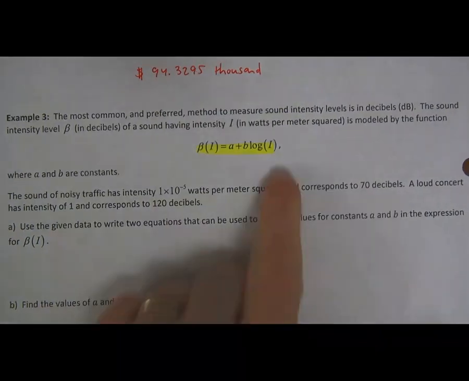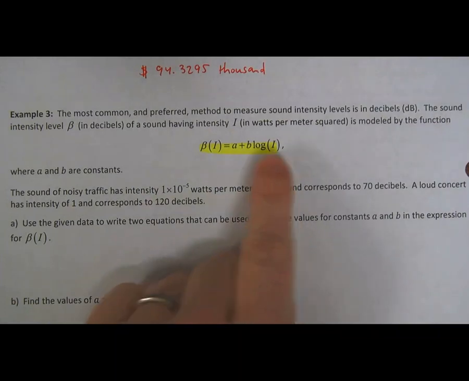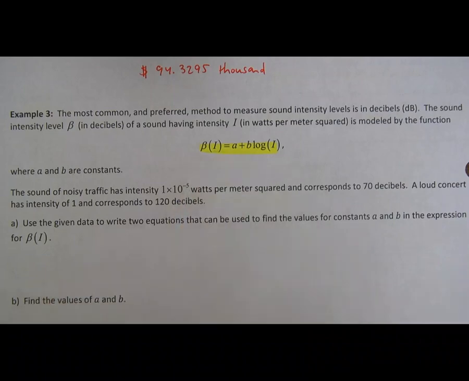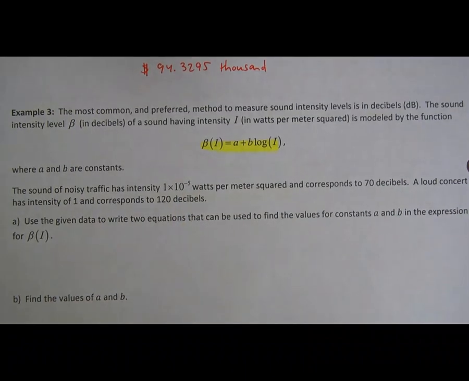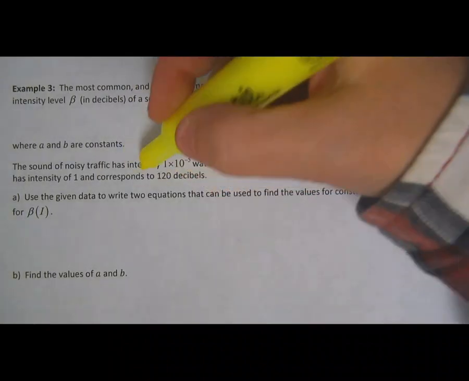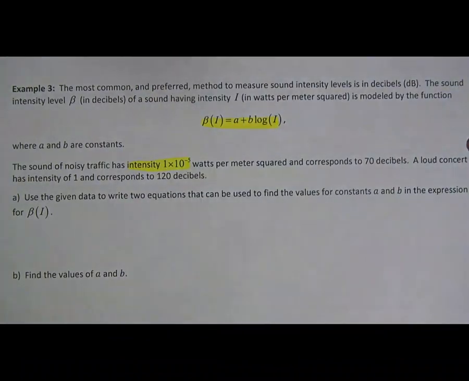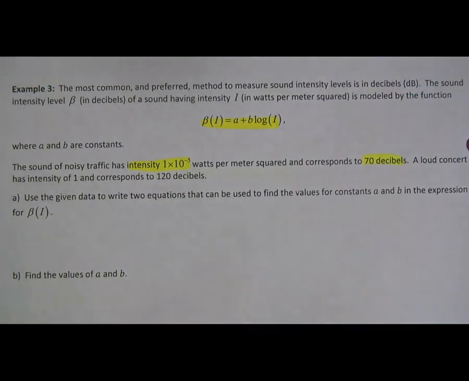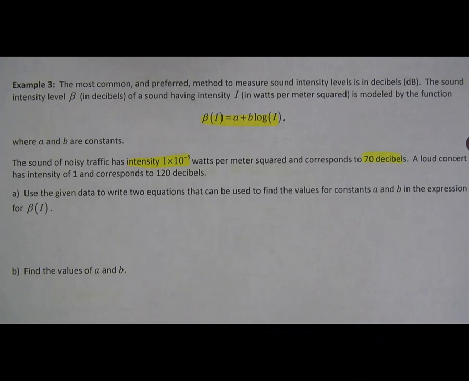I can also tell that I is going to be the input, and the output will be the decibels. A and B are constants. The sound of noisy traffic has this intensity and corresponds to 70 decibels. They just gave me an ordered pair: 70, comma, 10 to the negative fifth power. Input, comma, output.